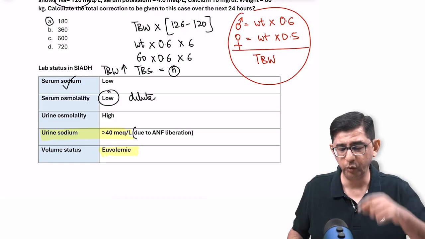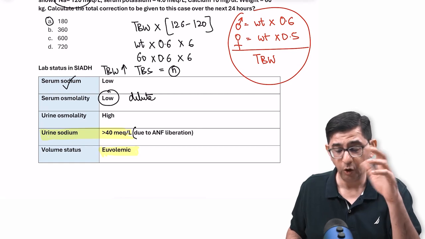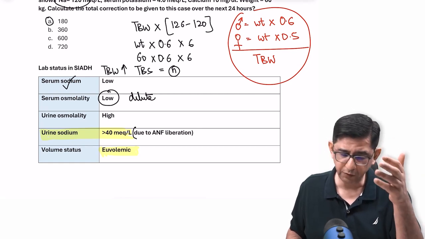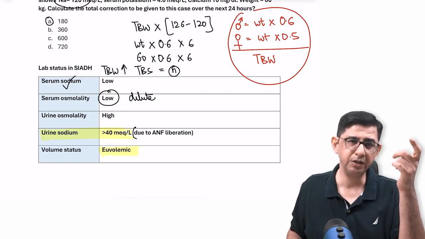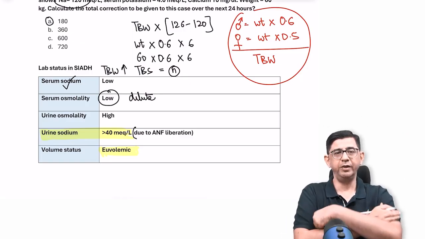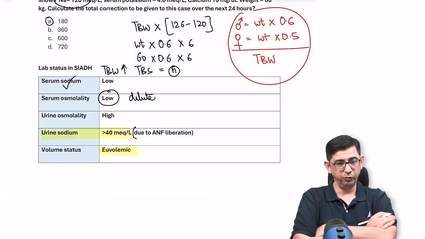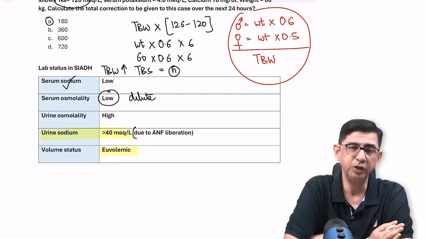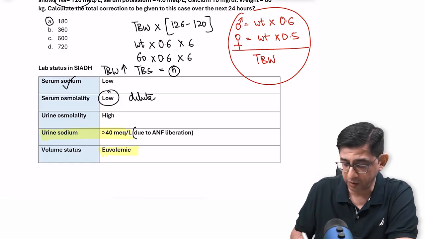Total body water into desired value minus the actual value. Mark my words, the desired value is always 6 points more. So suppose the value was given 110, I'll increase to 116. If it was 116, I'll increase to 122. So don't worry about desired minus actual value. Just multiply by 6. Whatever is the total body water, guys, just multiply it by 6 and you get the answer for the correction to be given in the next 24 hours.